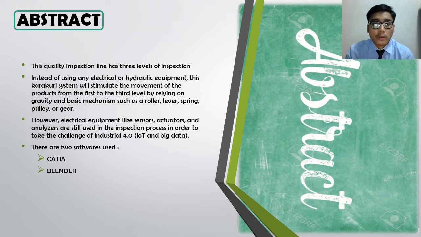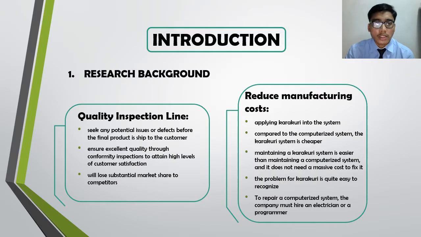There are two software used for this project, which are Latia software that is used for all the design process of the quality inspection line, and the other software is Blender, which is used to simulate the quality inspection line process. Now we go to the introduction.